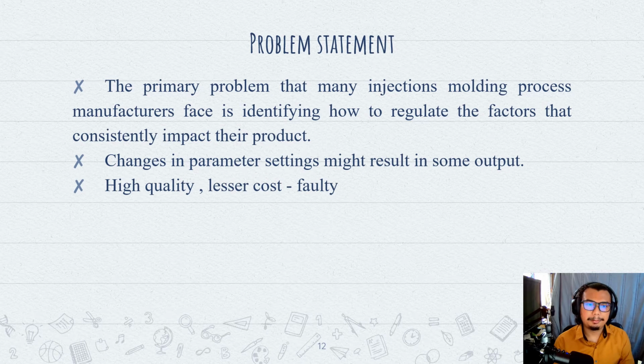Problem statement. The primary problem for manufacturers nowadays is to identify how to regulate factors that can impact their product. Changes in parameter settings might result in some output influencing the product quality. They want their product to be high quality and have fewer faults.